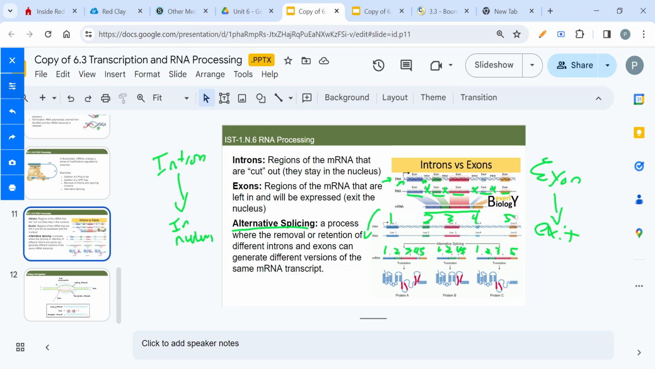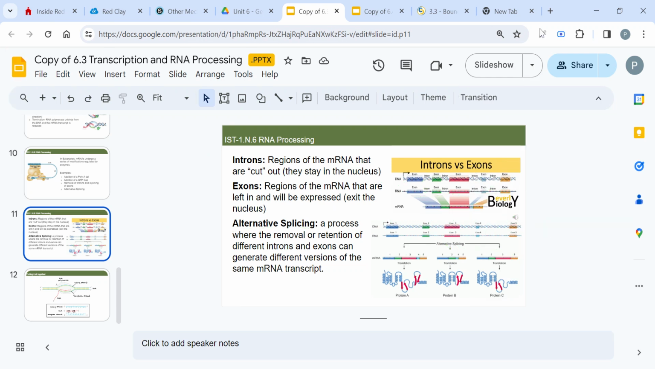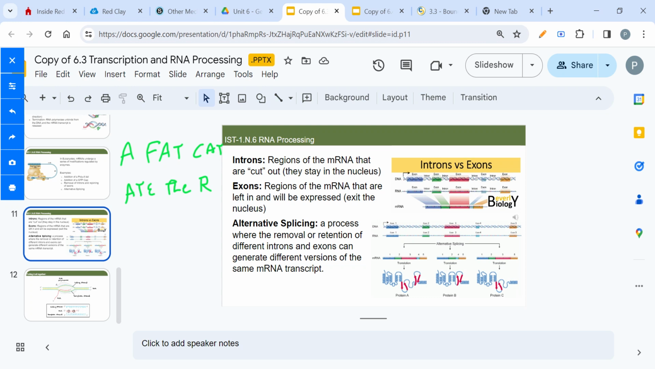All right, think about it like this. Let's say that hypothetically I wanted to write a sentence: a fat cat ate the rat, then sat on Pat. All right, perfect. A fat cat ate the rat, then sat on Pat.